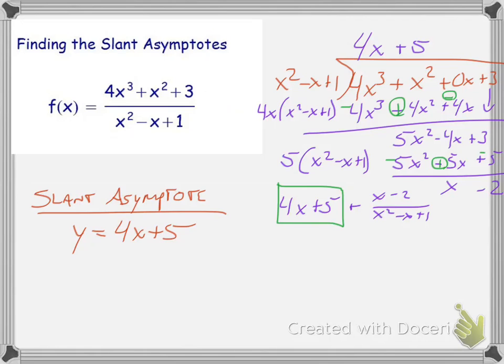And what that means is you have that line on the graph, y equals 4x plus 5, and the rational function will a lot of times come in like this and do something like that and go towards that slant asymptote, and it has that little slant to it.